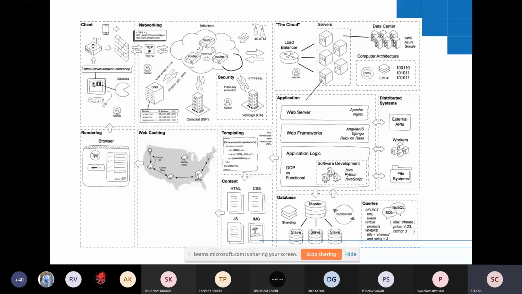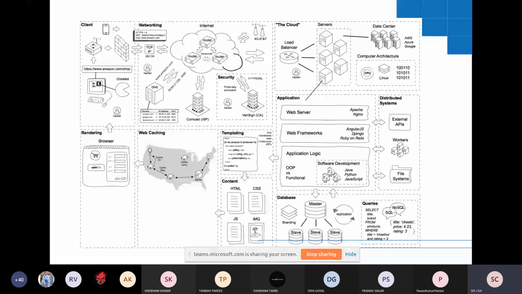Or the best solution is, if we have more than one server, to use them in a cluster and load balance them. Some of the requests go to server one, some of them go to server two. Now these servers internally have applications where the web server, web framework, application logic, database connection, templating, all those things are done. And finally, whatever the results are, they're rendered on the browser screen.